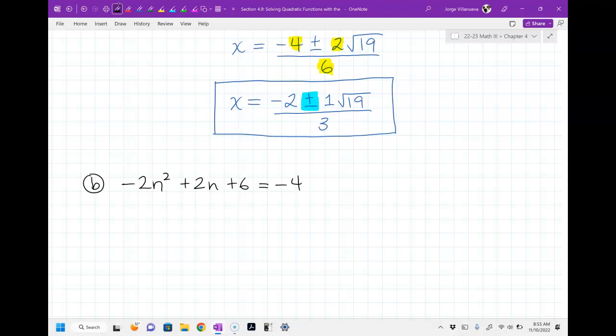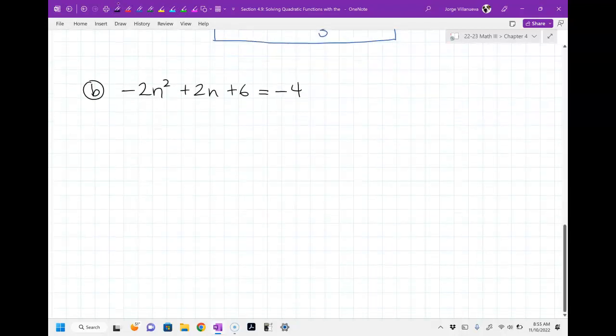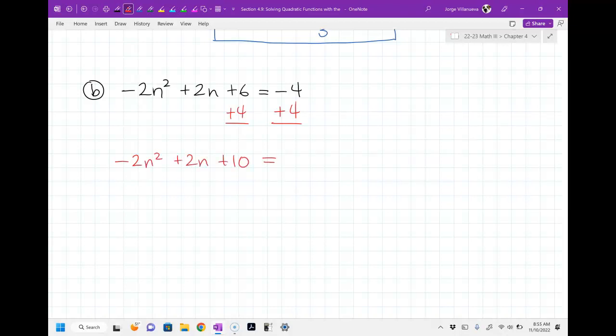Okay? So remember, write your ABCs, but before you can do that, if you have to solve, you got to set it equal to zero. So let's set it equal to zero. Let's add four. So I get negative 2n squared plus 2n plus 10 equals zero.